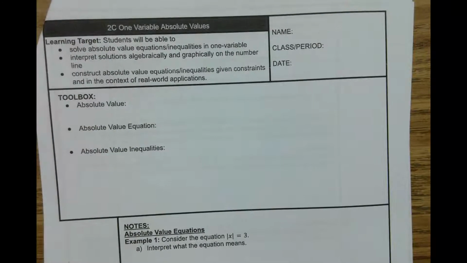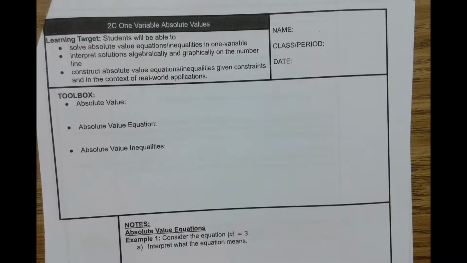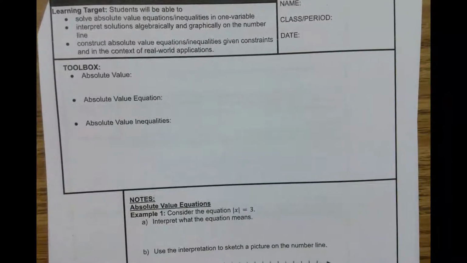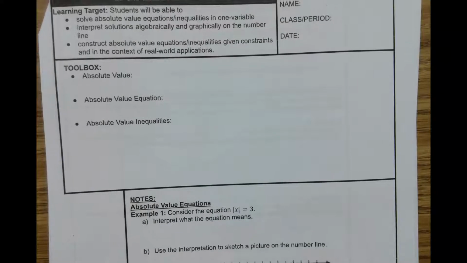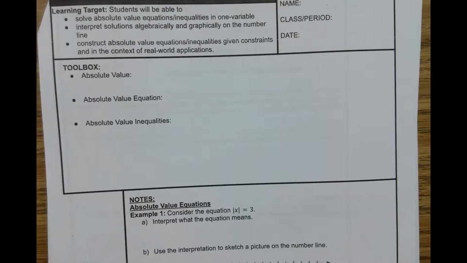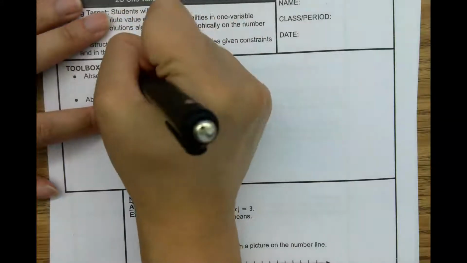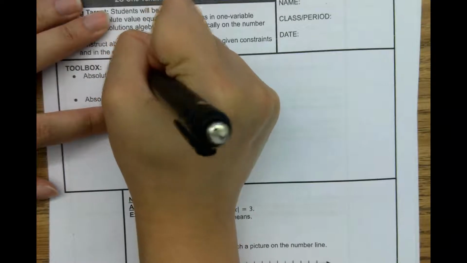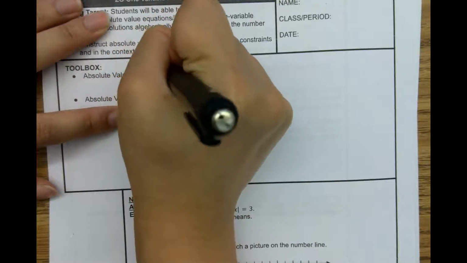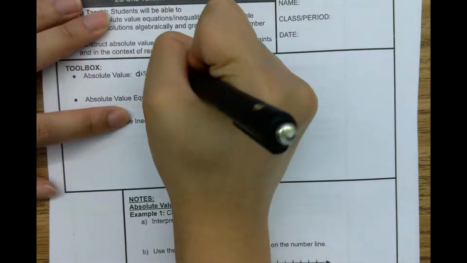Okay, so we're going to start off with our toolbox. This is where you go when you need quick information usually. So let's start with absolute value. This whole learning target's about absolute value. So what is it? Absolute value is the distance from 0 on a number line.